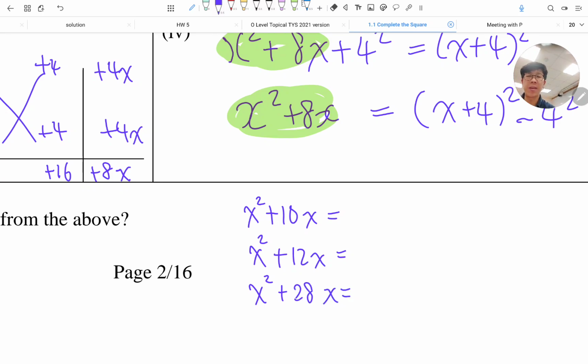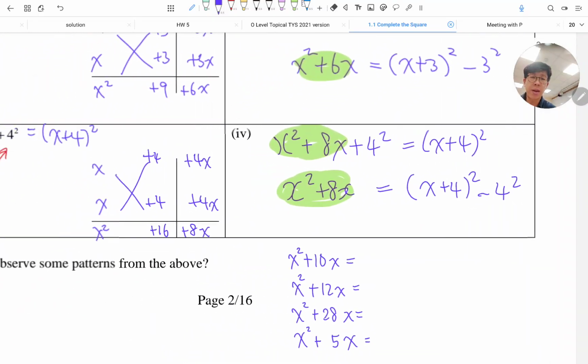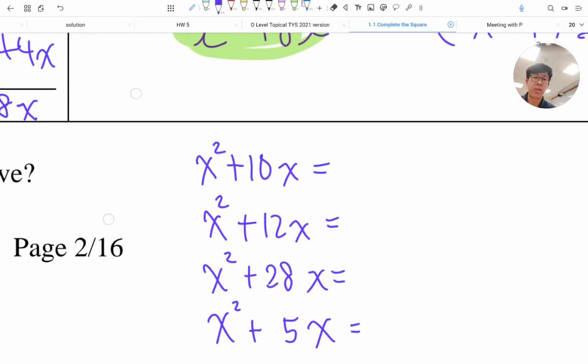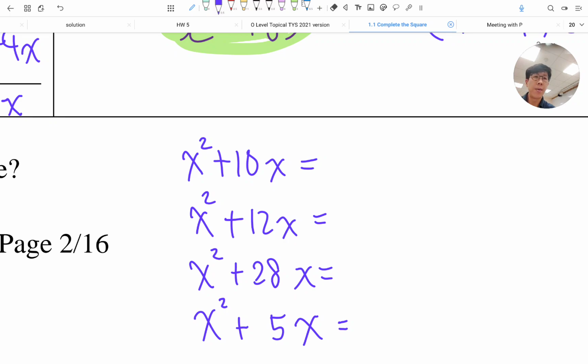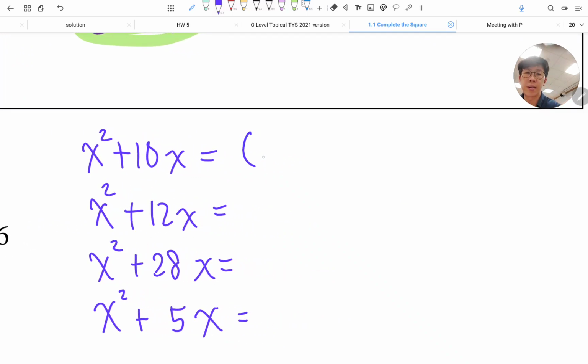And to make matters a bit interesting, what happens if the number here, the coefficient of x, is an odd number? How can we use the same pattern to get the result for these 4 questions? Okay, can you try it? Pause the video, try it first. Once you get your answer, resume the video and check the answers. Alright, let's resume the video. Did you get these as your answers?